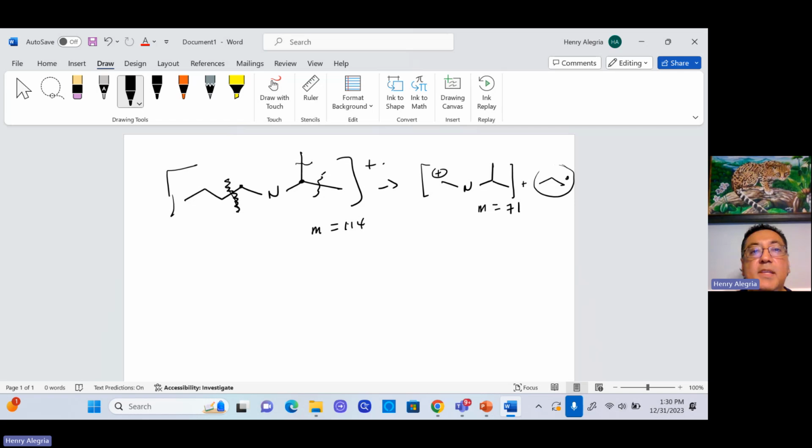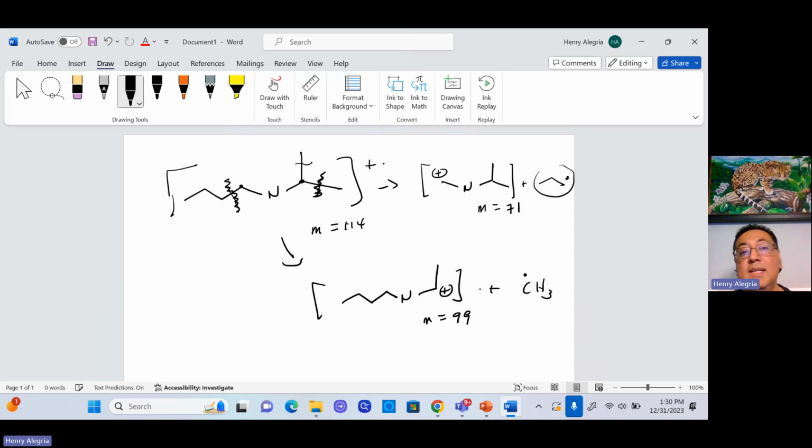If I cleaved here, let's say, then I would predict that the base peak is likely to be this one. The radical is therefore going to be this one. The mass of this would be 114 minus the mass of CH3, which is 15. So that would be 99. Which one is more likely? Well, this one here is secondary. This one is primary. So that's likely to be it.